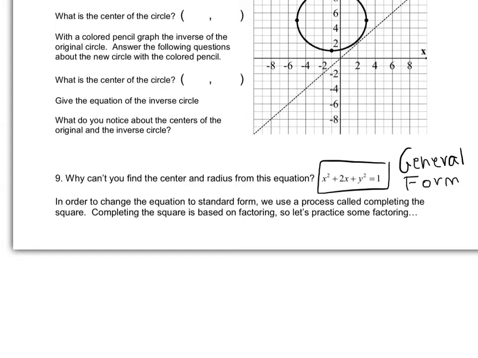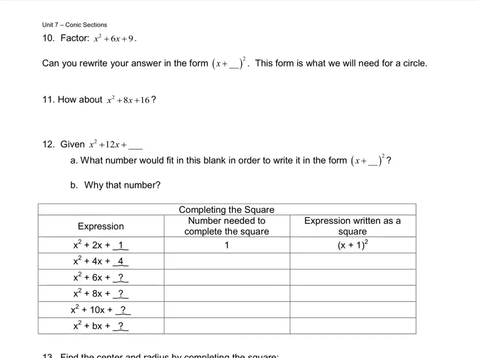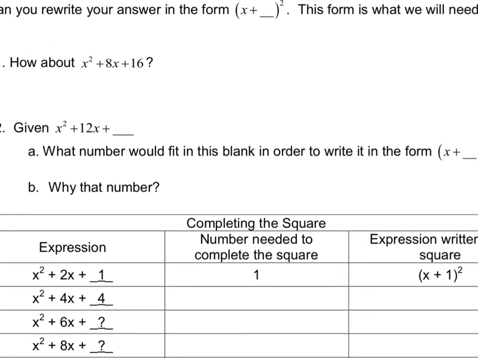That's why we need to transfer the general form to the standard form, which tells what the center and the radius are. To do that, we have to remember something called completing the square. Okay? So I'm going to jump to number 12 because I think 10 and 11 are things you can do on your own. So if I have, let me make this bigger, x squared plus 12x.